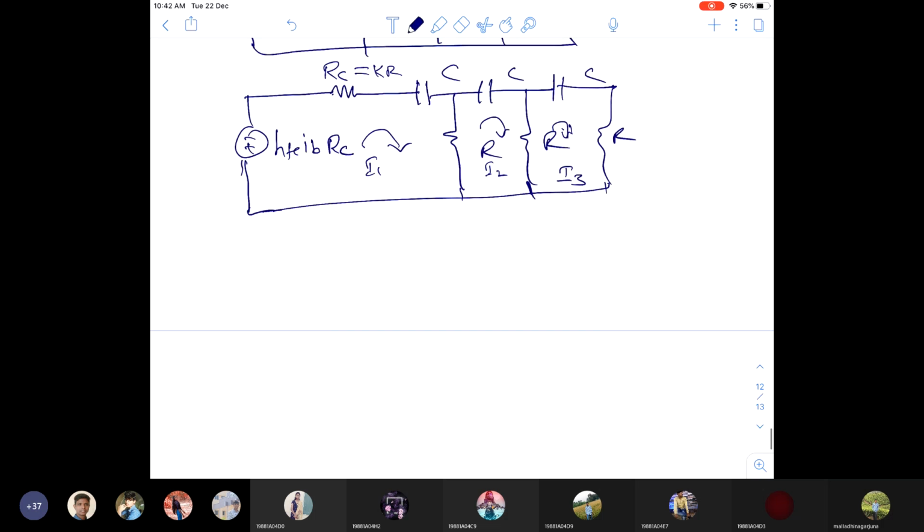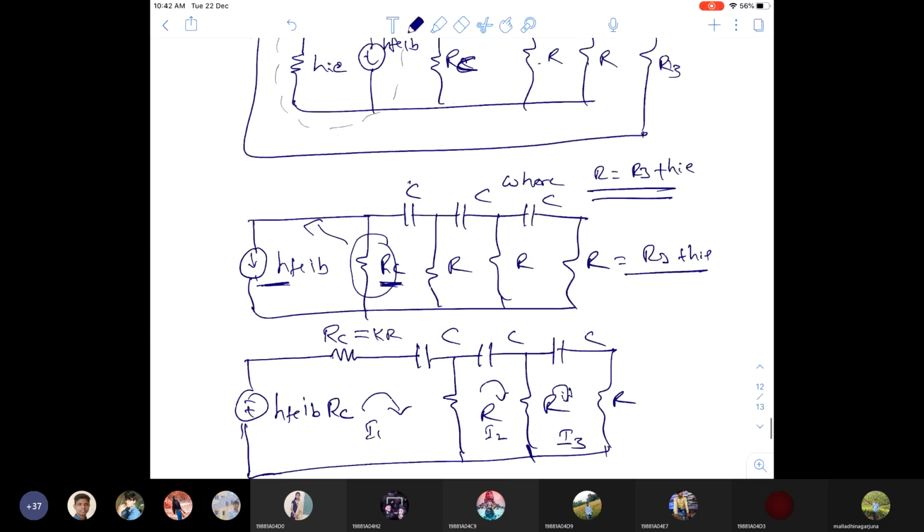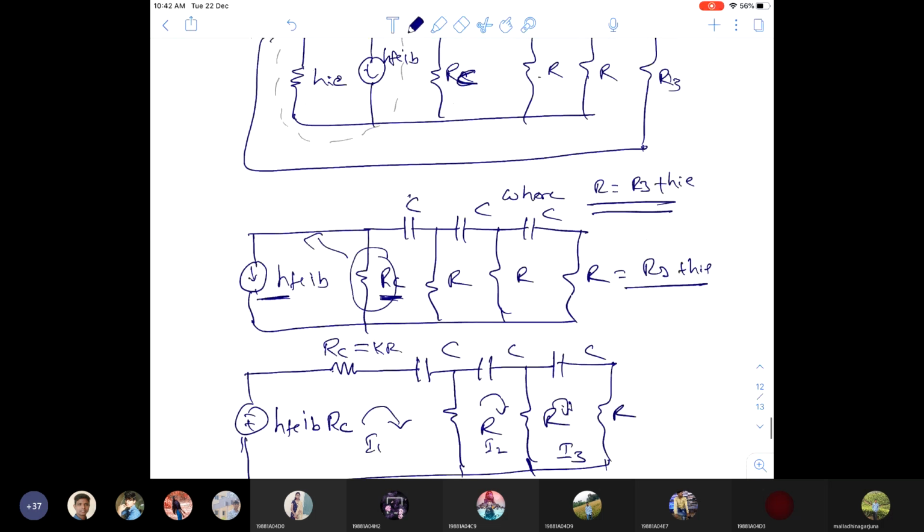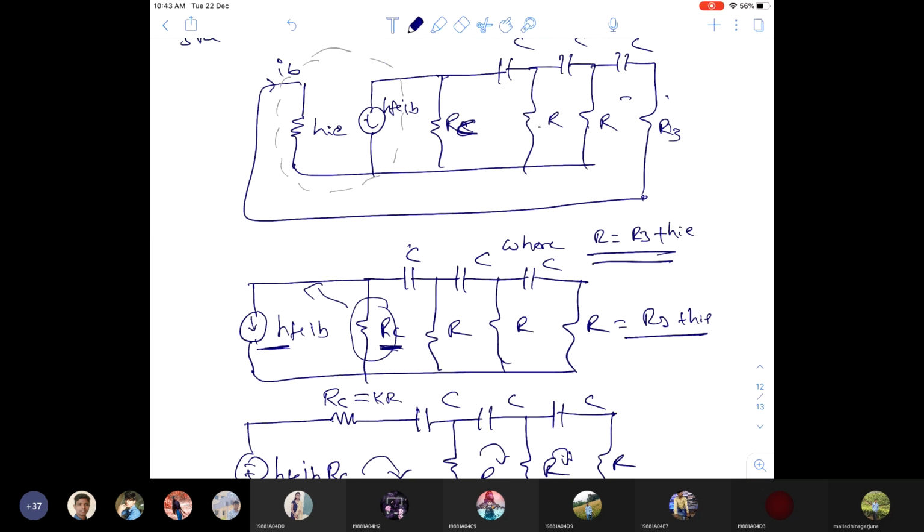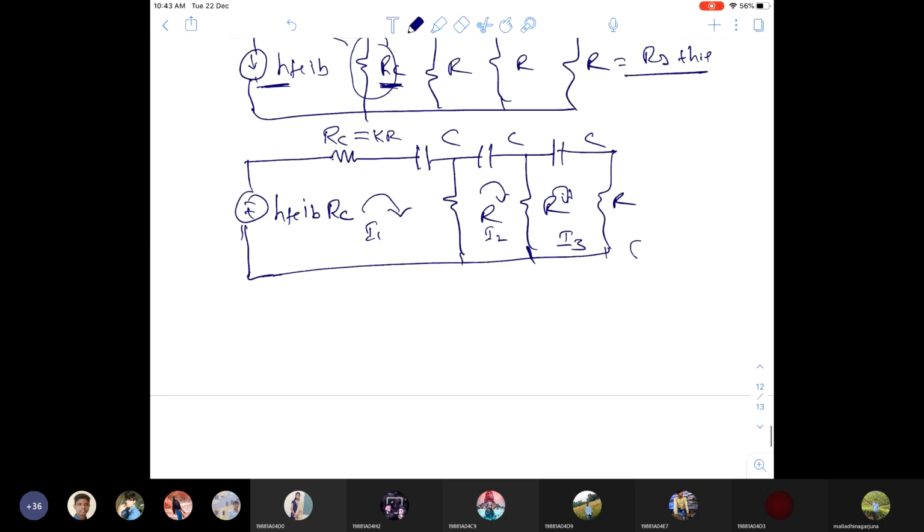Okay. See, the last one is this current equation. This is the third loop. This is loop 3. E is in series with this. So what is the IB? So you can write I3 is equal to IB. Whatever current you are taking, here I3 is nothing but IB.